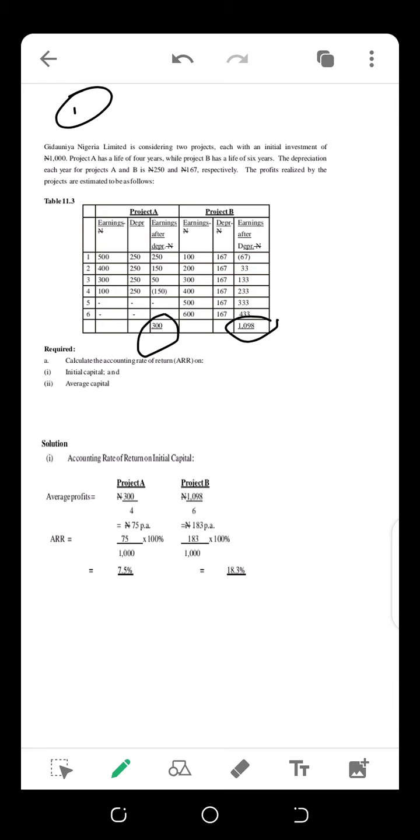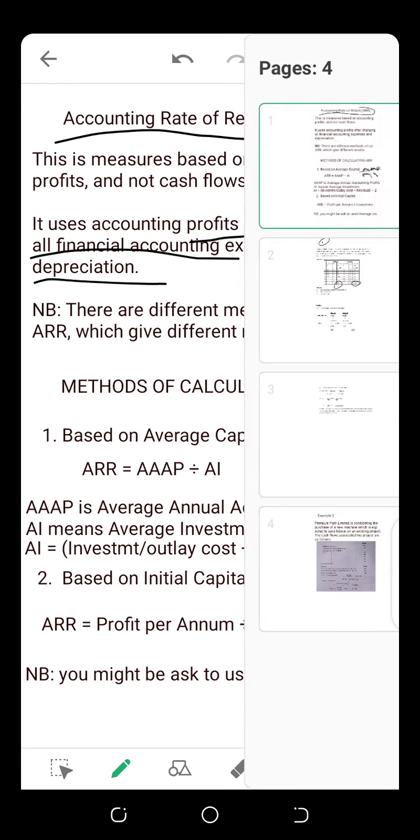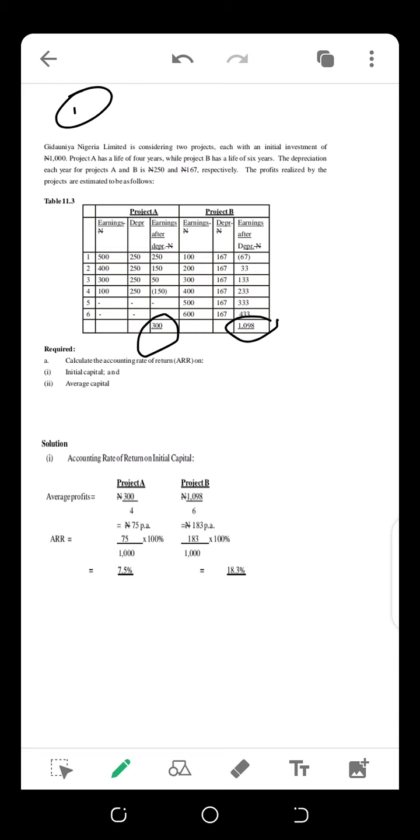Don't forget that we said average annual profits, from the introduction class, is accounting profit after charging all financial accounting expenses and depreciation. So looking at this question now, you will see that depreciation has been charged. That is why they say 50 minus 250, you have 250. 400 minus 250, you have 150. Then 300 minus 250, you have 50. 100 minus 250, you have a loss of 150.